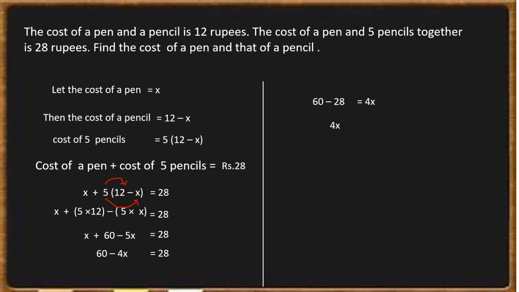That is 60 minus 2x is equal to 32. That is, 4x can be written as 32. I have just changed the sides. There is no change. So 4 into x gives 32. So x will be 32 divided by 4, and we all know that it is 8. See, the cost of pen is taken as x, and so the cost of pen is 8 rupees.